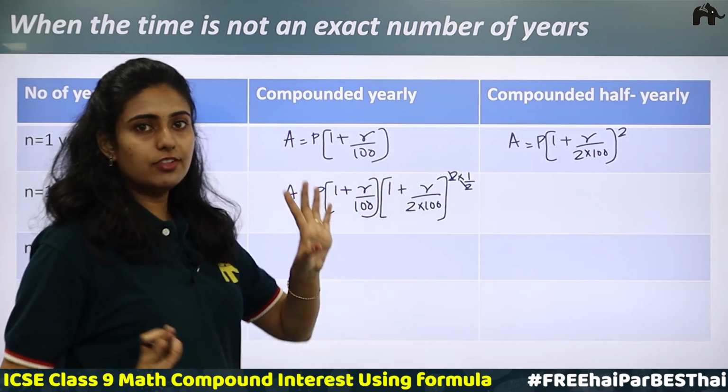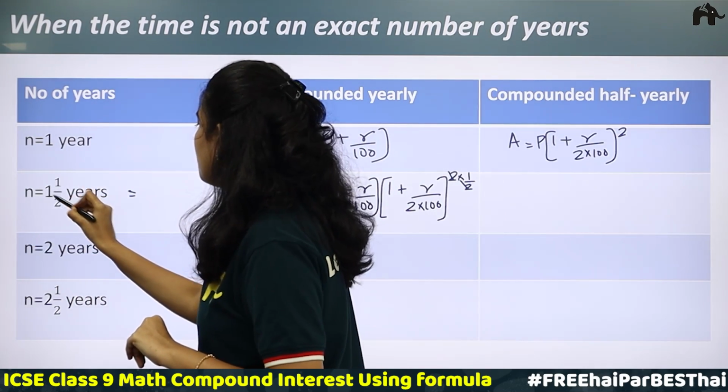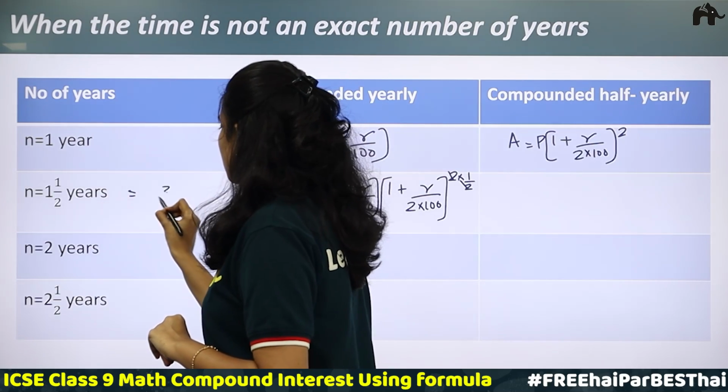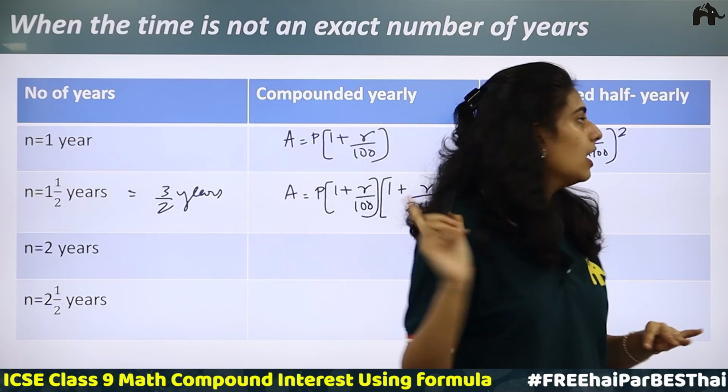Now compounded half yearly, when it is compounded half yearly, this is 1 by 2, which is 3 by 2 years. In place of n, you have to just substitute 3 by 2.